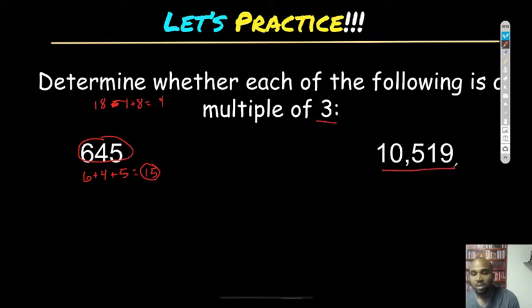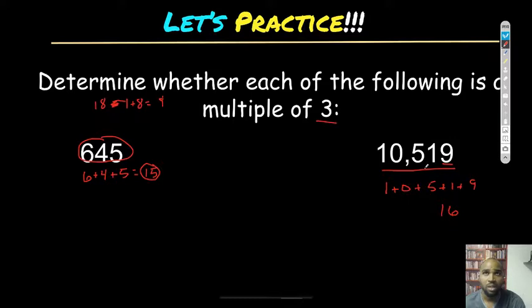What about this? This ends in a 9, so that looks good, but do the digits add up to a multiple of 3? Let's check and see. 1 plus 0 is 1. 1 plus 5 is 6. 6 plus 1 is 7. 7 plus 9 is 16. Is 16 a multiple of 3?